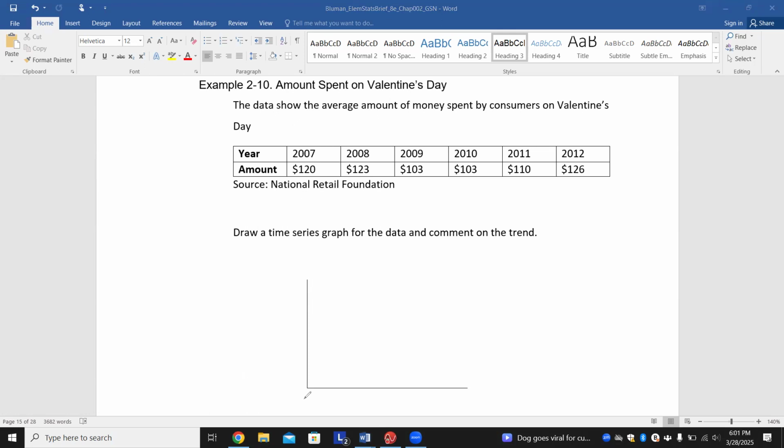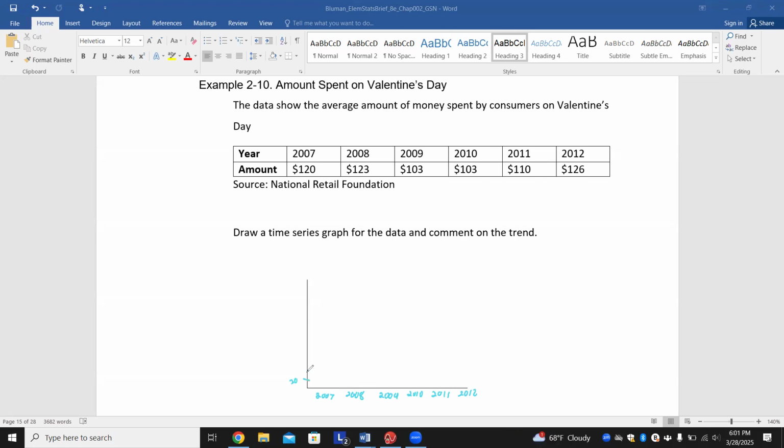So again, you want to do your years. So I'm going to have 2007, 2008, 2009, 2010, 2011, and 2012. Now over here for my measurements, I think I'm going to go by 20s.